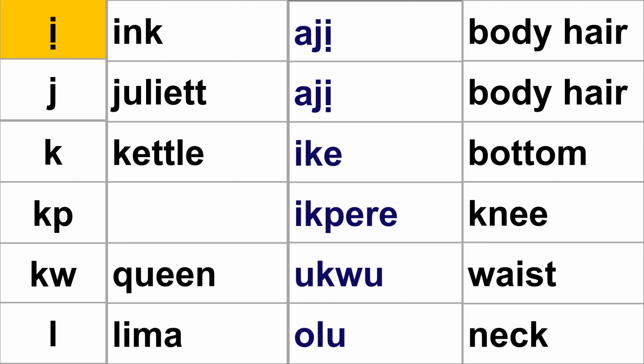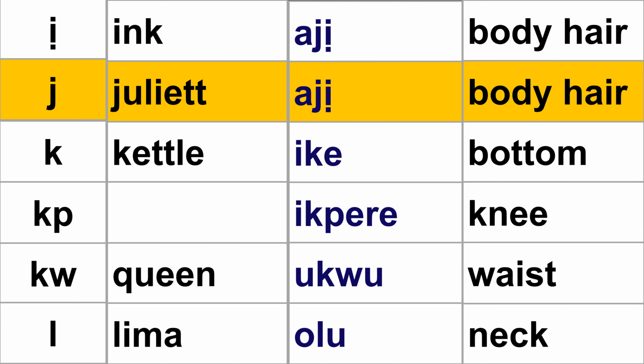I sounds like ink. Igbo word with I is aji. Aji is body hair. So the hair on the body, not the hair on the head. The hair on the head is ntutu. J, Juliet. The Igbo word with J is also aji. So aji is hair, but body hair.